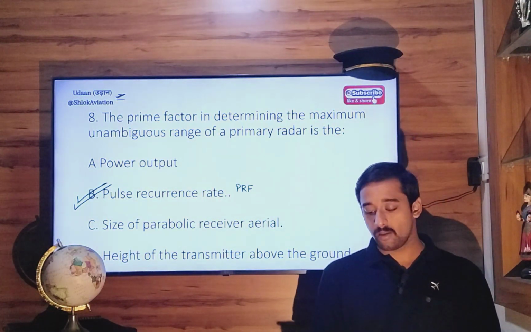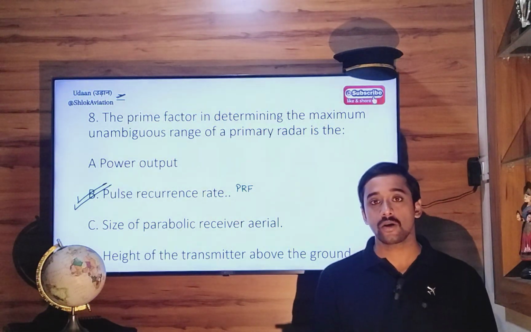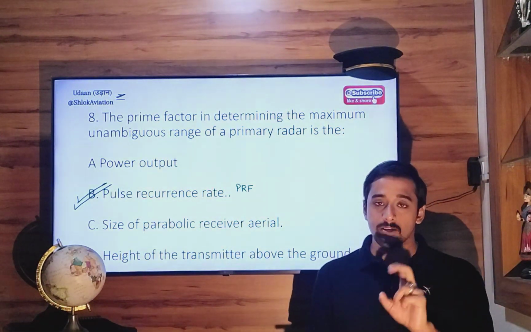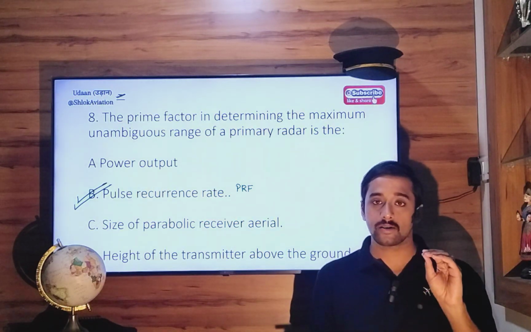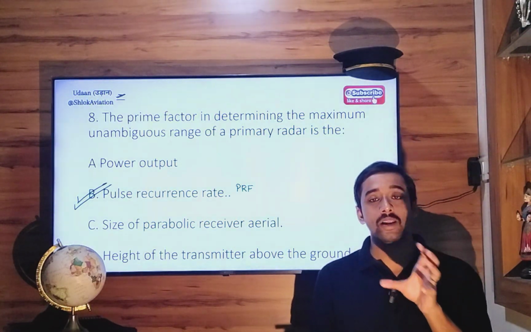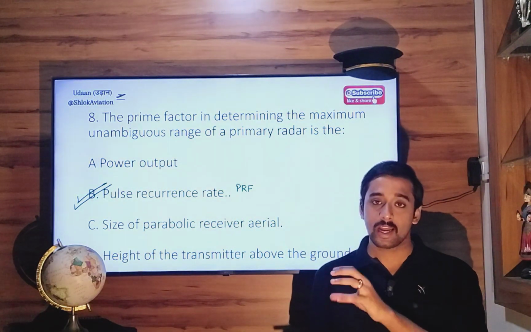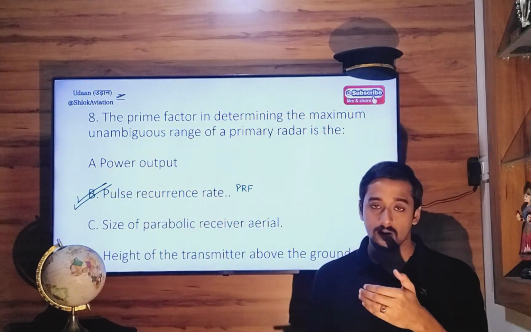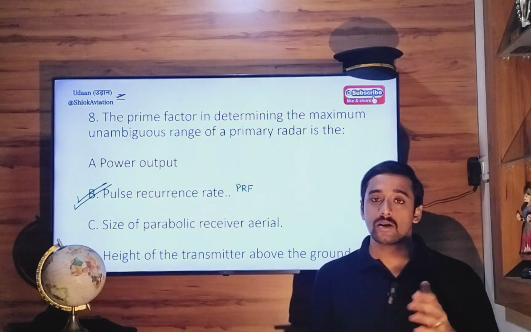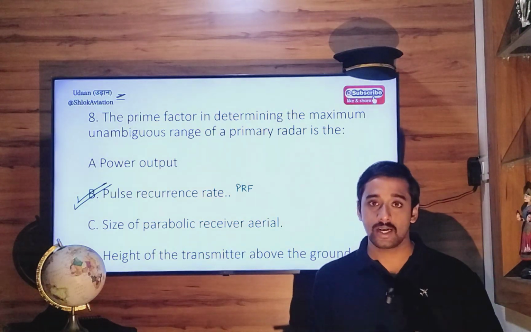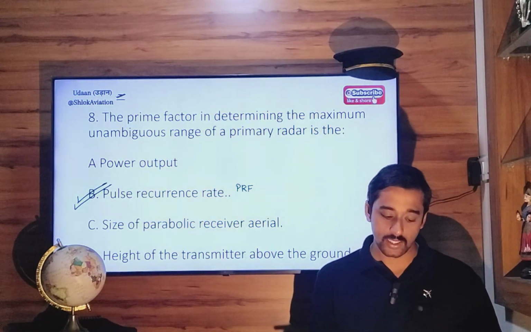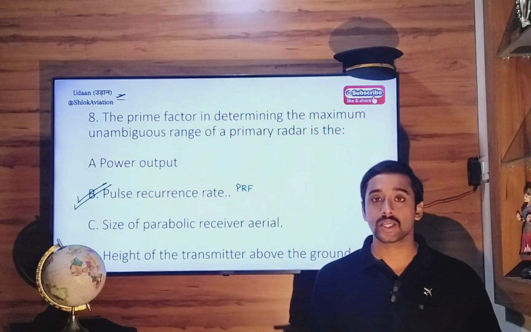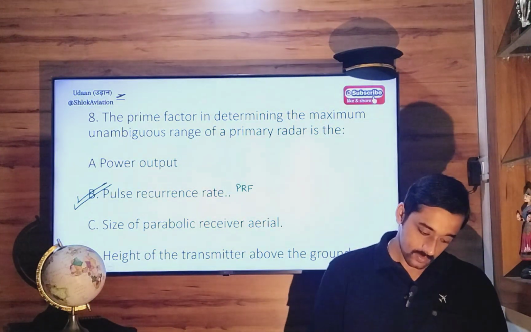Height of the transmitter above the ground, right? So again, height of the transmitter above the ground and height of your aircraft. Since all radio waves follow the line of sight principle, the aircraft or the target must be within the line of sight range of the transmitter. So height will also influence the factor, but the main factor determining maximum range is pulse recurrence frequency.